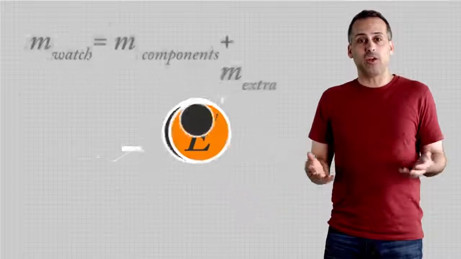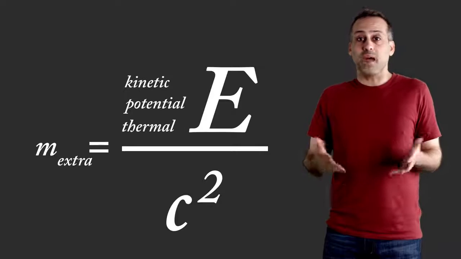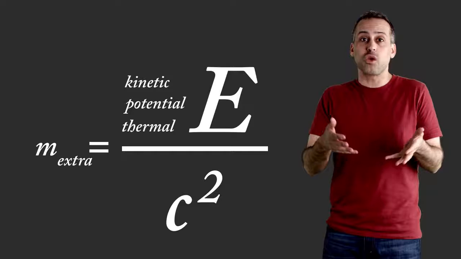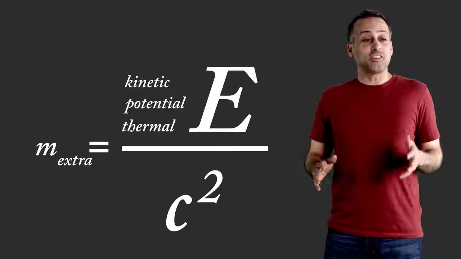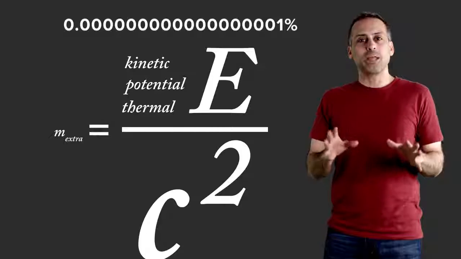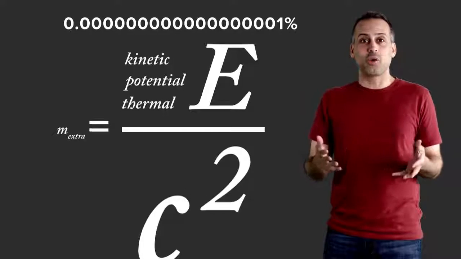You just add up all that energy, divide it by the speed of light squared, and that's how much extra mass the kinetic and potential and thermal energies of the parts contribute to the whole. Now, since the speed of light is so huge, this extra mass is tiny, only about a billionth of a percent of the total mass of the watch.